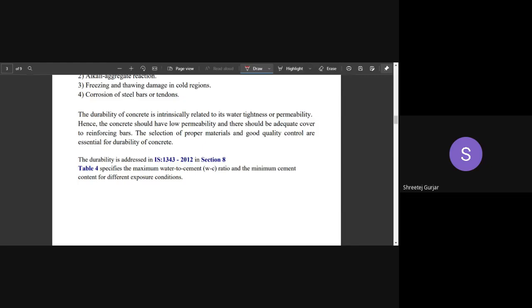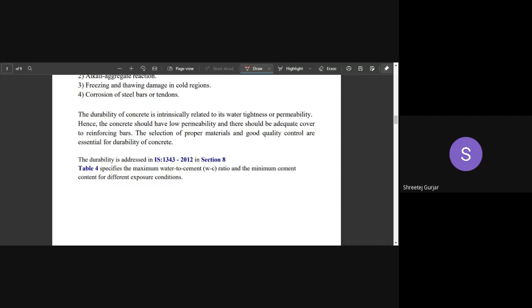For different exposure conditions, it gives you the maximum and minimum cement content that you have to use, the free water cement ratio which you have to adopt, and the cover that you have to adopt. That is given in Table number 5 in your IS 456 2000.